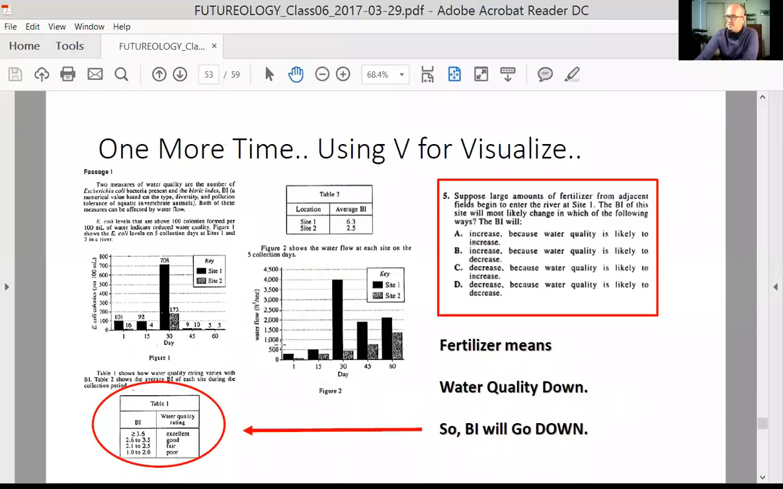The common sense answer is that when you add fertilizer, the water quality is going to go down. That's outside knowledge. You just have to know that. And really, when you think about it, everyone notices or knows that. Fertilizer is going to make water quality go down.